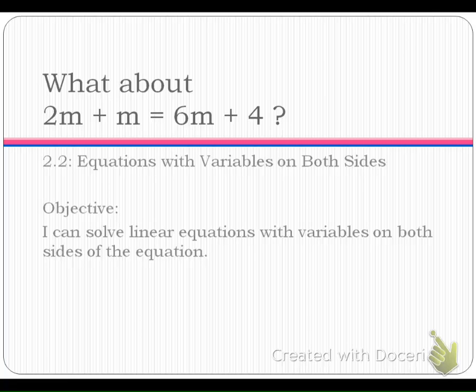This is lesson 2.2, solving equations with variables on both sides of the equation. In this lesson, you'll learn how to solve a linear equation with variables on both sides of the equation. So there's an example up there at the top: 2m plus m equals 6m plus 4. Do you see how you have variables on both sides of the equation?